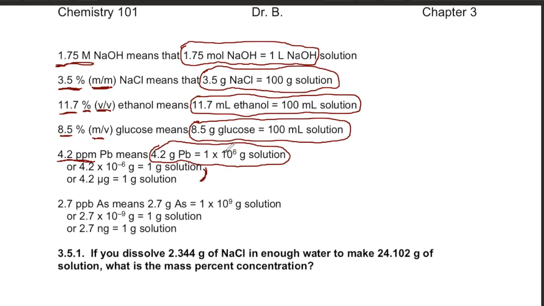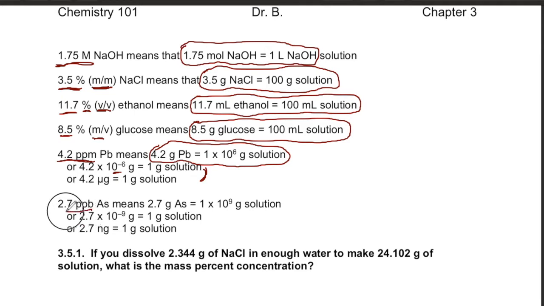You could divide both sides by 10 to the 6th, and you would get 4.2 times 10 to the negative 6 grams per gram of solution. And 10 to the negative 6 grams happens to be a microgram. So another way to look at this is that we're saying that there's 4.2 micrograms of lead per every gram of solution.